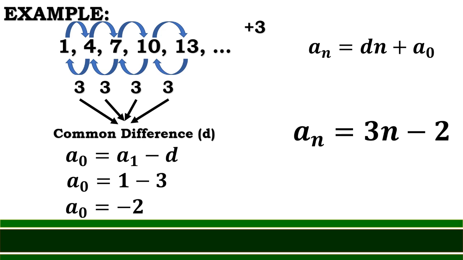Okay, so let's say we're going to find the fourth term for this sequence. Check lang natin siya. For the fourth term, n will become 4. So 3 times 4 will give you 12. 12 minus 2 will give you 10. Okay.